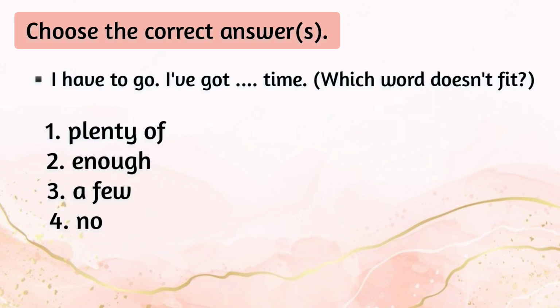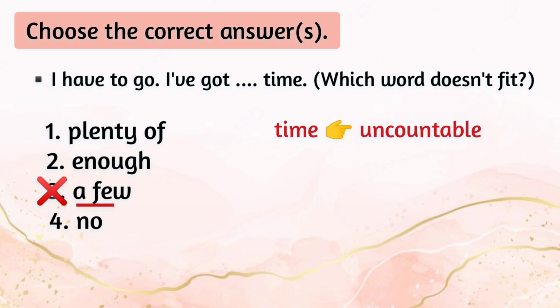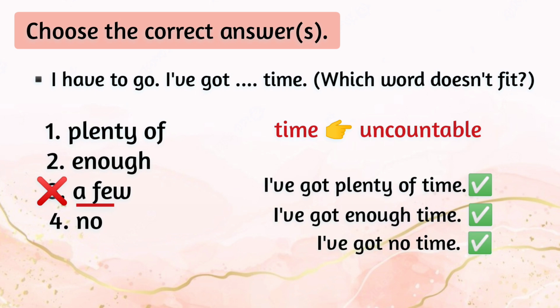I have to go. I've got time. Which word doesn't fit? That's right. Time here is an uncountable noun, so we can't say a few time because a few is used for countable nouns. But plenty of, enough, and no can be used with both countable and uncountable nouns. We can say, I've got to go, I've got plenty of time, I've got enough time, I've got no time. All of these are correct.